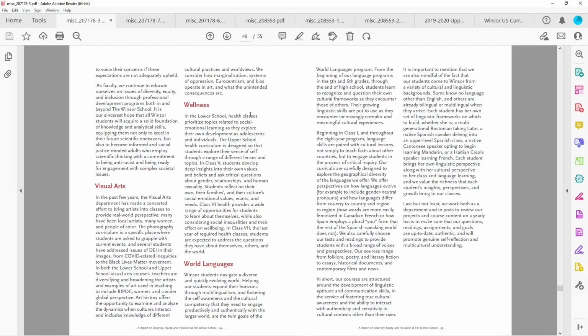Continuing on, art history offers the opportunity to examine and analyze the dynamics when cultures interact and includes knowledge of different cultural practices and worldviews. Totally legitimate. Okay, no problems with that. Art history is fascinating, and it's also very informative about how artists can be confined.